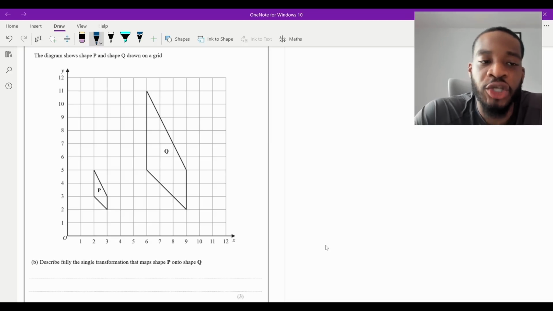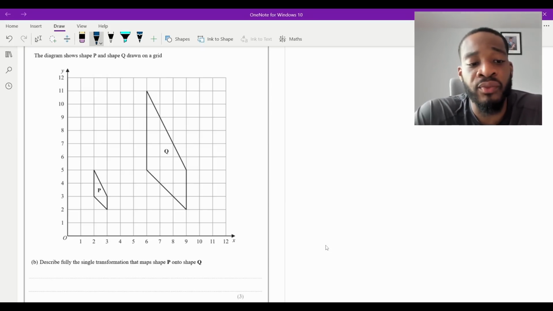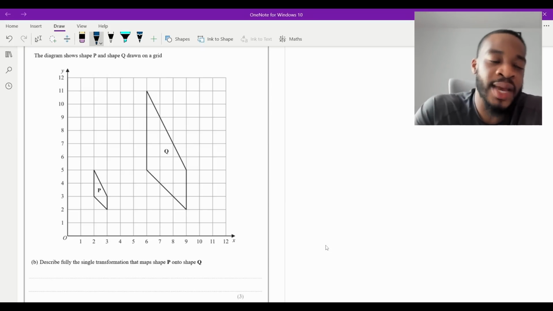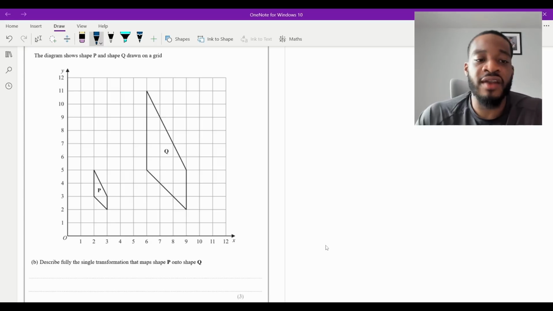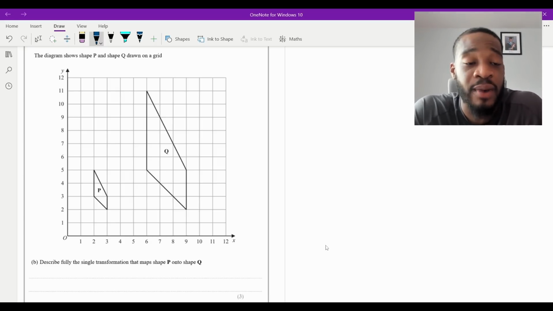So with this type of question here, you firstly need to list the type of transformation. As you can see, it's gotten bigger, so it's going to be an enlargement. And now when you're dealing with an enlargement, you need to state 2 other things. You need to state the scale factor, how much it's enlarged by, and also the center of enlargement. So you need to list those 3 to get all of the 3 marks.